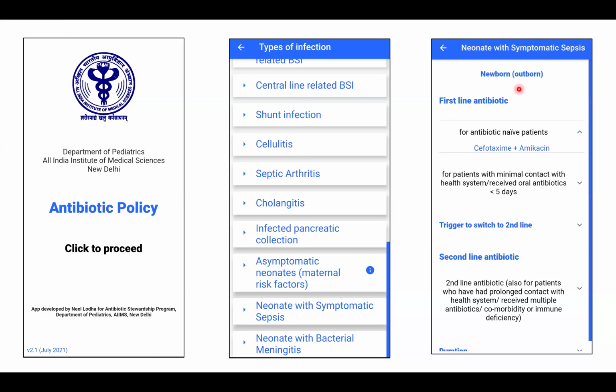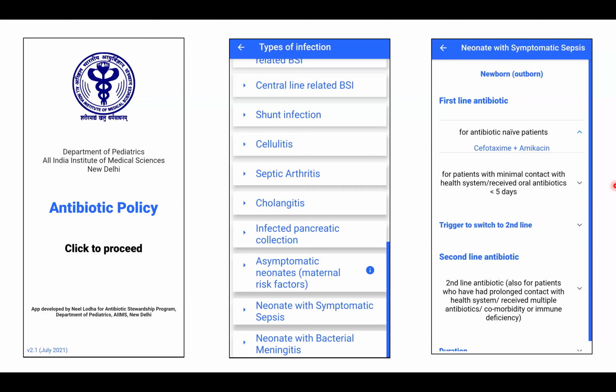So outborn baby, the first line antibiotics is cefotaxime, amikacin, for example. So this is what I would use. Unless there is, once the culture comes and there's a growth of an organism, then I'll modify my antibiotics accordingly. But my empirical choices should be based on the antibiotic policy.